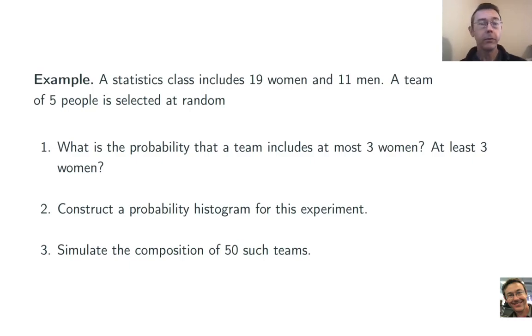All right, let's do a few actual problems. Each of these examples is going to deal with the same situation. A statistics class includes 19 women and 11 men. A team of 5 people is to be selected at random. First of all, what's the probability that this team, when randomly selected, includes at most 3 women? That it includes at least 3 women? All right, let's swap over to R here.